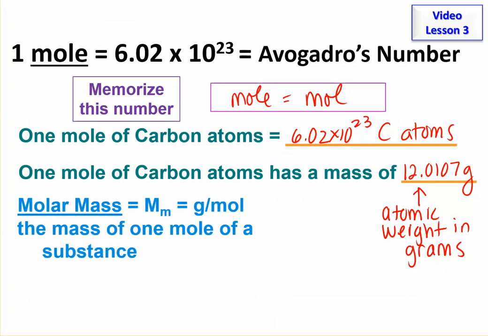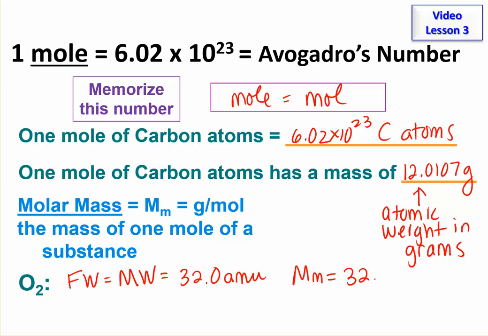So now we can define molar mass. Molar mass means the mass of 1 mole. So when we read off these numbers off the periodic table, that is the mass in grams of 1 mole. So we could say it's grams per mole of any substance. So for example, oxygen, its formula weight or molecular weight, those two mean the same thing, is 32.0 AMU. This is the mass of 1 molecule of oxygen. Its molar mass, mass of 1 mole, is the same number, but in grams per mole.